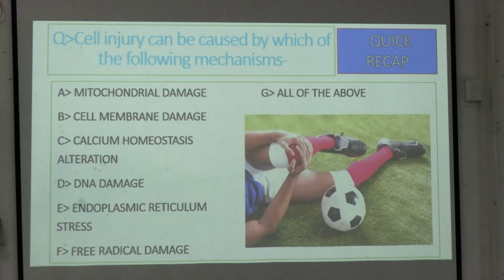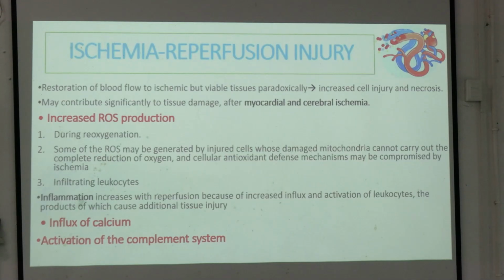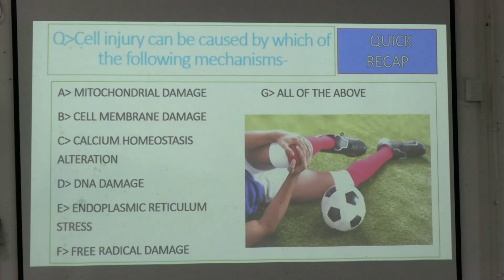Next. I think this is the penultimate slide of this class. Cell injury can be caused by which of the following mechanisms? What will the answer be? Then, all of the above.